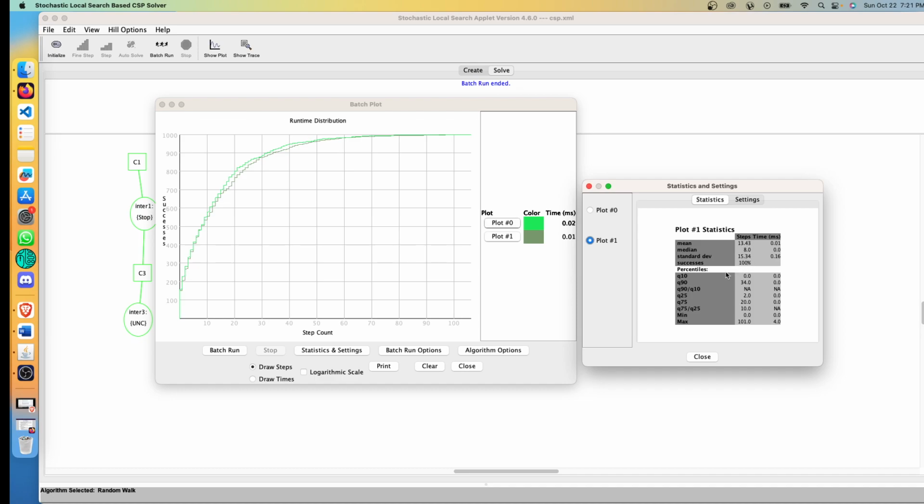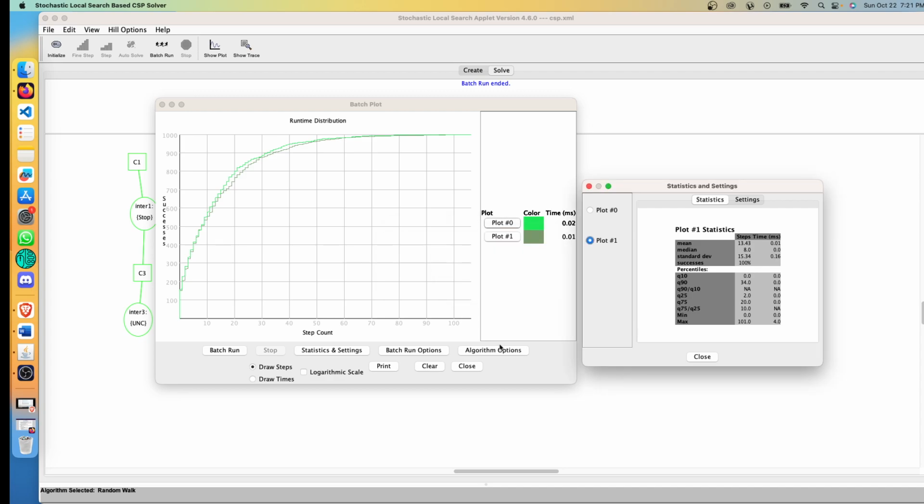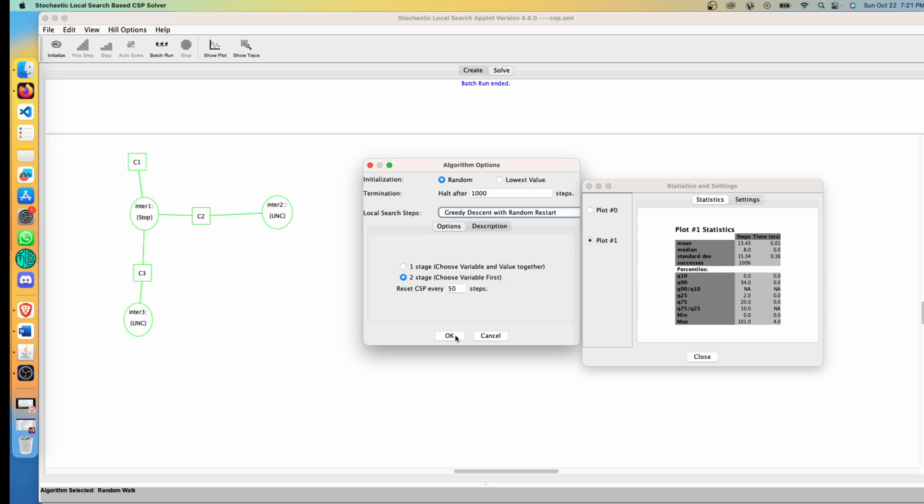So most likely than not, it will find it within 100 steps. These are the options, but this doesn't mean this is the most optimal solution. Probably the most optimal solution will be something like greedy descent with random resets. Let's see.